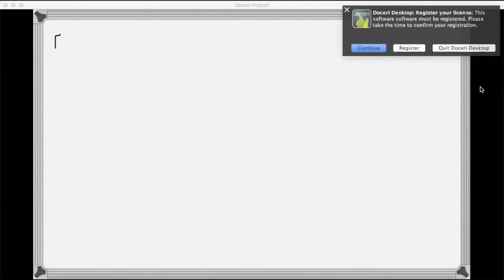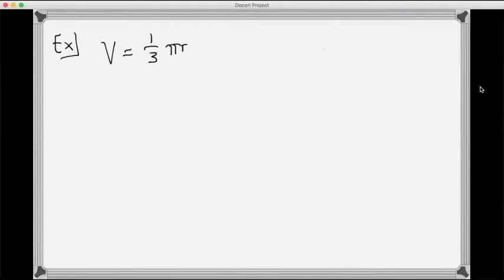Let's say we have the volume is equal to 1/3 pi r squared h. And we want to solve for h. We want to get h by itself. One of the things you ought to see here, though, is that we have a fraction. So the first thing we want to do is get rid of our fraction. And so we can do that by multiplying by 3, our denominator, on both sides. So that'll be our first step in this one.